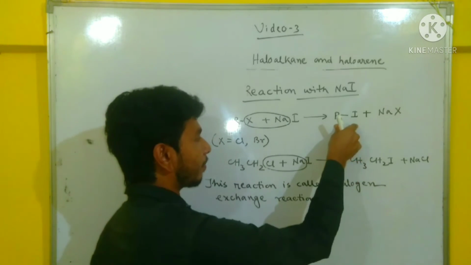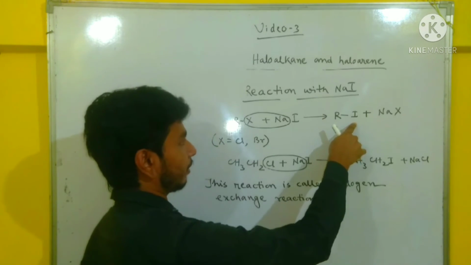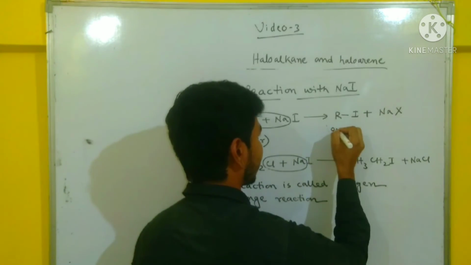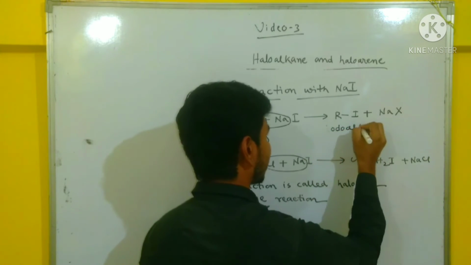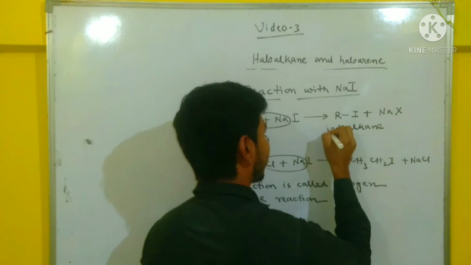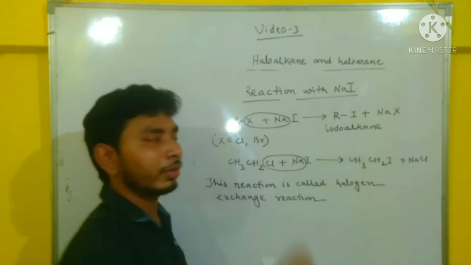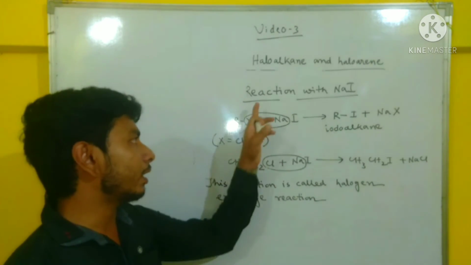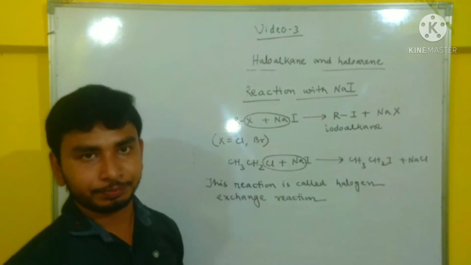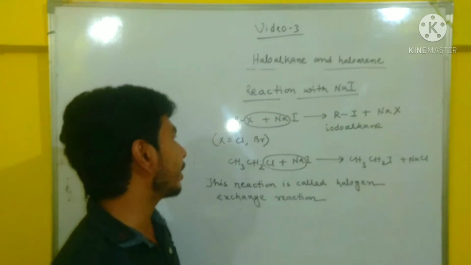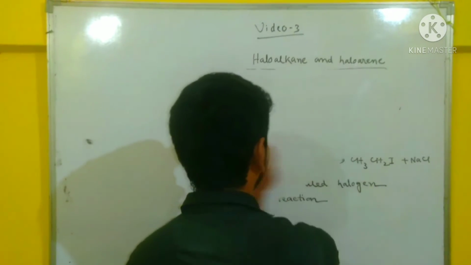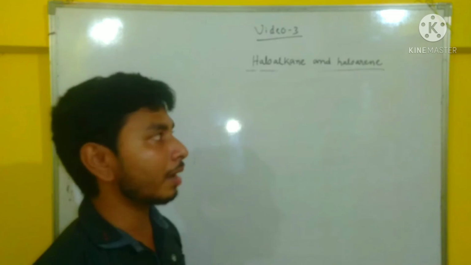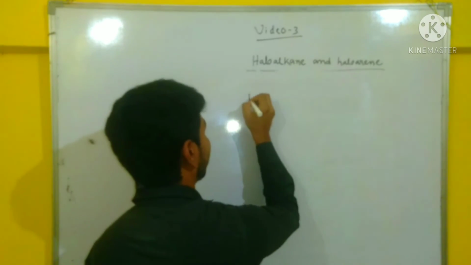So what is the product? The product is haloalkane. RI is a haloalkane. So on reaction with NaI, we are getting the iodoalkane. So this is the reaction with NaI. Now coming to the next reaction. The next reaction is the reaction with lithium aluminum hydride.